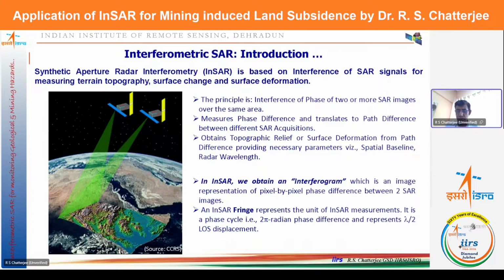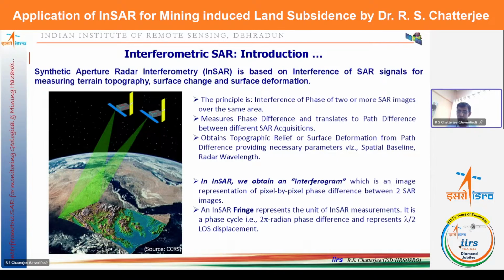So in interferometric SAR, in acronym InSAR, the product we obtain is the interferogram. An interferogram is the image representation of the pixel by pixel phase difference between 2 SAR images. Now see what the unit of measure of this interferogram is. It is a phase cycle. A phase cycle means a 2π radian phase difference. That is the unit of measure in interferometry, and that is known as a fringe.